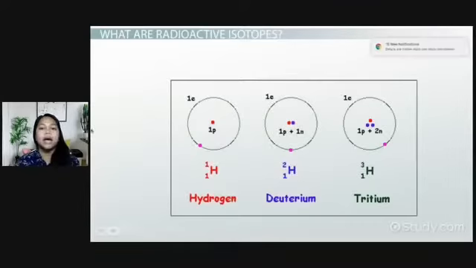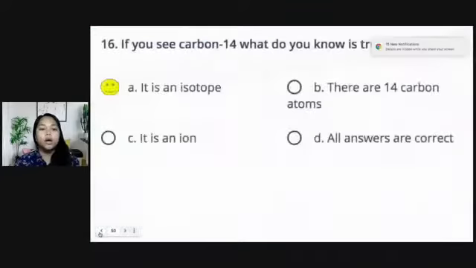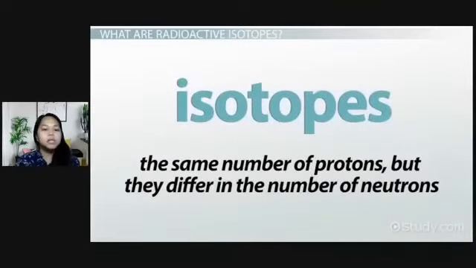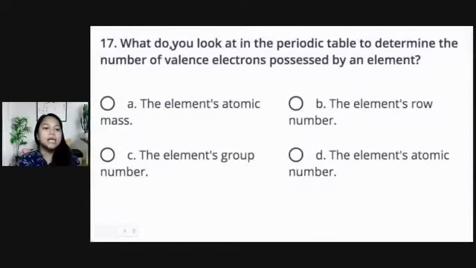Again, if you are looking at your carbon 14, that means it is an isotope. Iba-iba yung magiging numbers nila based on the number of neutrons that they have, because when you say isotopes, again, these are elements with the same number of protons but different number of neutrons. So letter A po yung ating choice. Letter A yung ating choice for number 16.